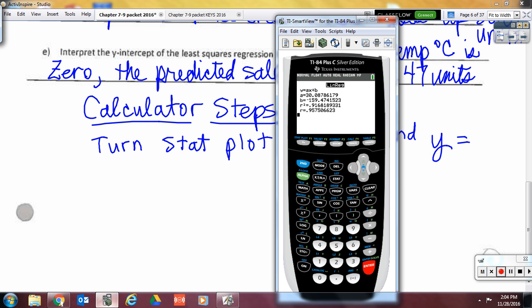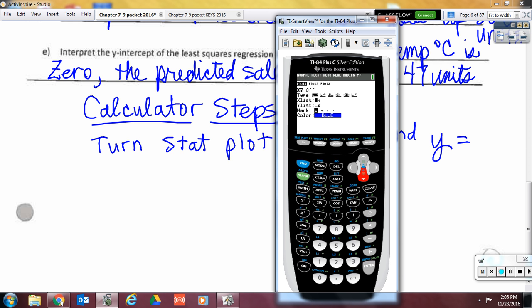So I want you to push second y equals. Do you see how there's all these plot 1, plot 2, plot 3, all those different things? I want you to hit enter and go into that first plot. It says off. It might say on. I don't know. So I want you to hit on. Now you might want to make sure that your X list is list 1 and your Y list is list 2. Mine's not. So I got to fix it.